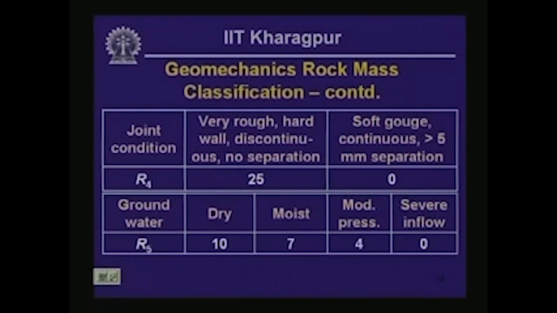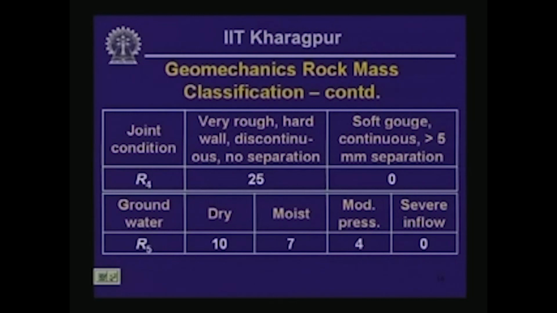There are further aspects to consider: joint condition, and the score that is going to be assigned to characterize joint condition is going to be R4. In this case, if we have got very rough joints with hard walls that are discontinuous and there is no separation of the rock blocks across the joint, that is, the separation is less than say 1 millimeter, then R4 is going to be equal to 25.